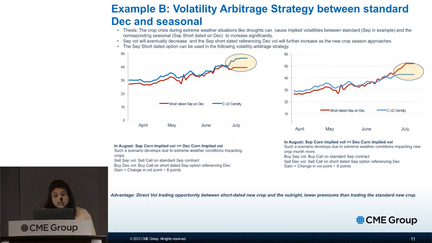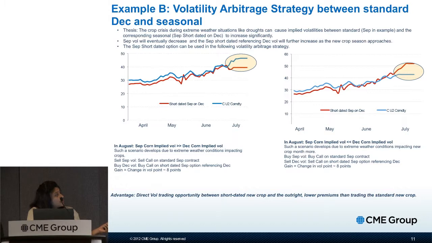This is an example. The reason I put this example is that this is something that happened this year. Because of extreme weather situations or any kind of extreme situation like a drought, flooding, or damage of crop, implied volatilities rise so much that it creates an arbitrage situation. Such a situation happened this year. Of course, we know about that.